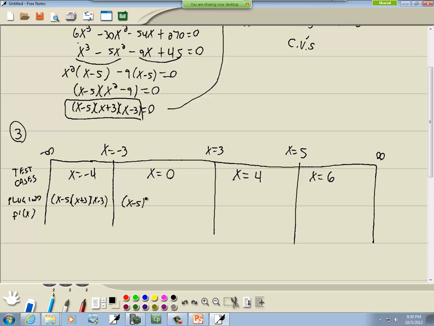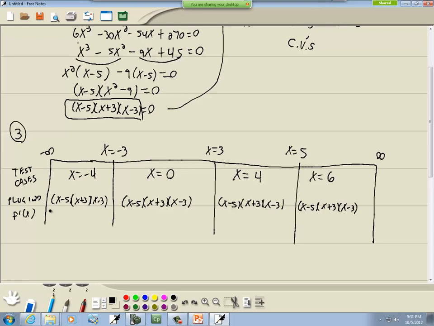Now I'll do the same thing on all these: x minus 5, x plus 3, x minus 3, for each of the four test cases.